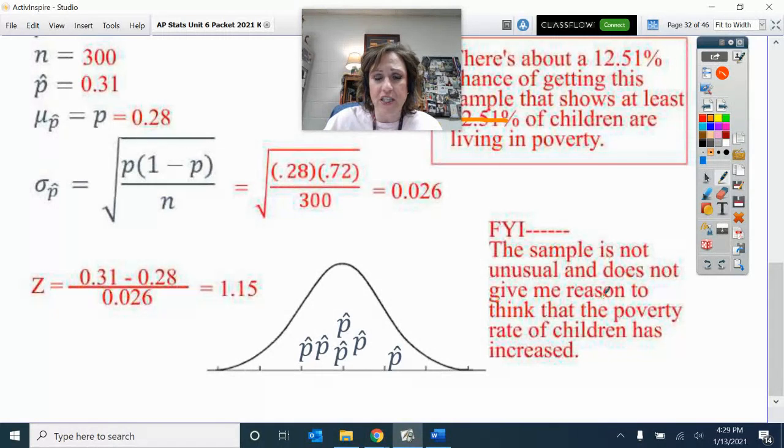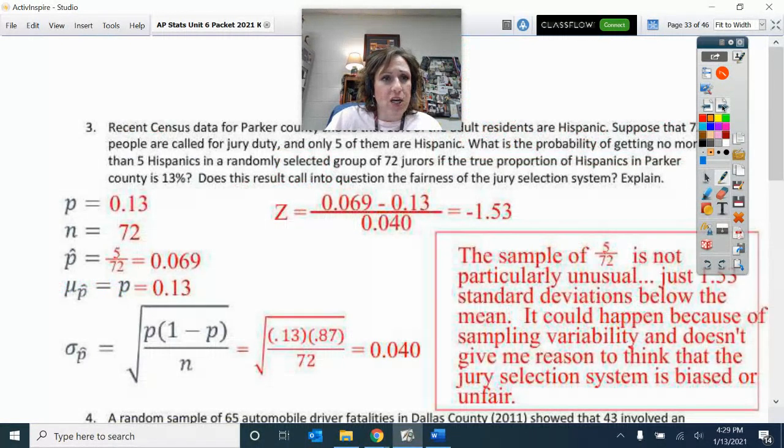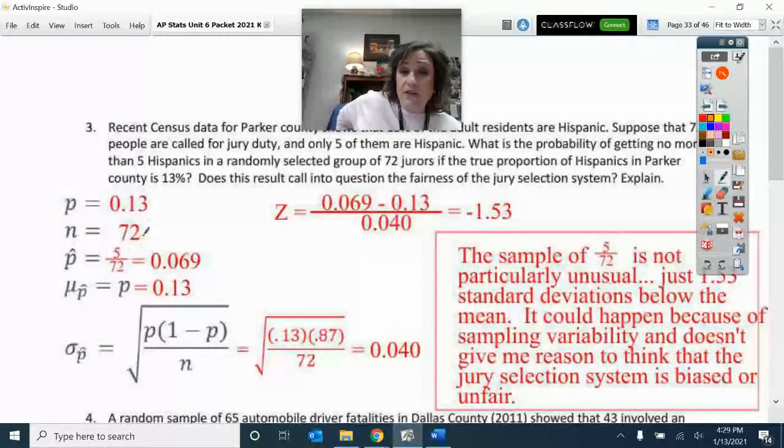I just happened to get that particular sample. Okay, next. Here we found that the current claimed rate of Hispanics in Parker County is 13%. Okay, so then we take a sample of 72 and we get, out of the 72 that were called to jury that day, 5 of the 72 were Hispanic.